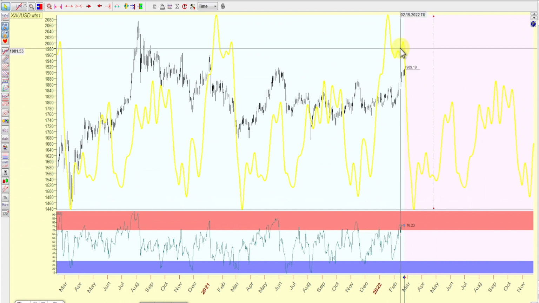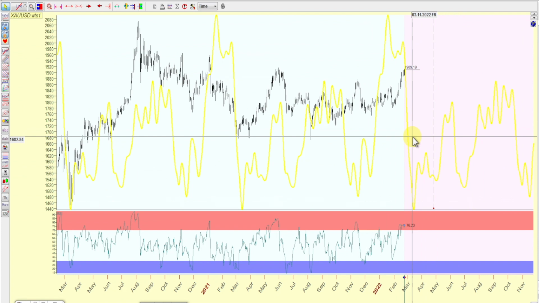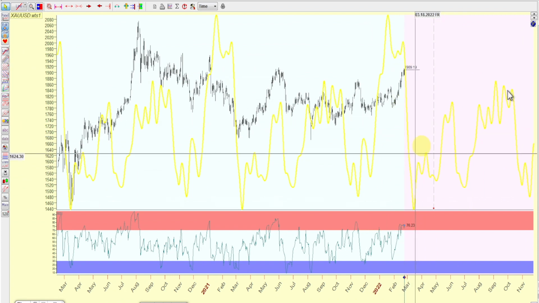Let's get that out, and let's look at the solar cycle. You can see that there's a hump right here where it tops out on the 20th, and then it bottoms out on the 15th. So that's a cycle I keep on my radar.